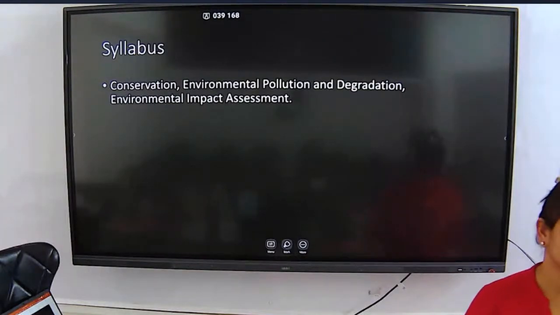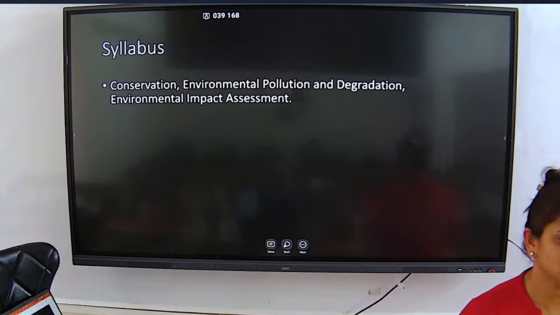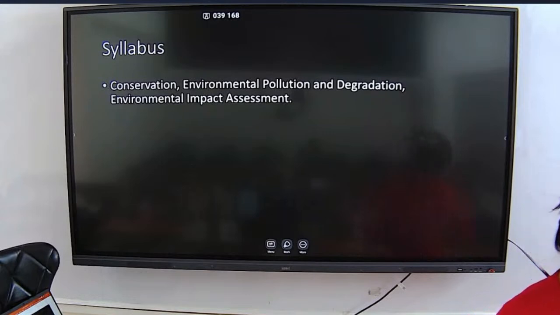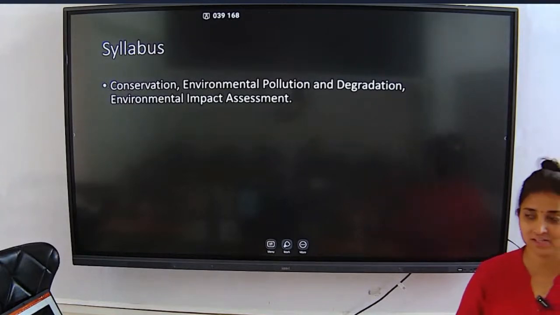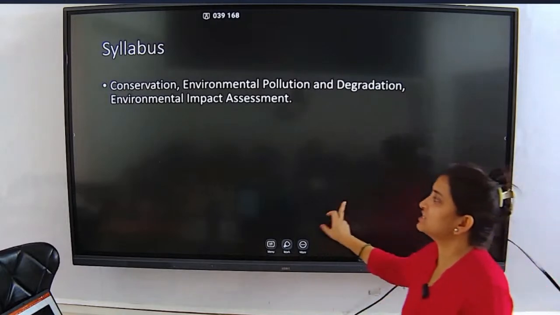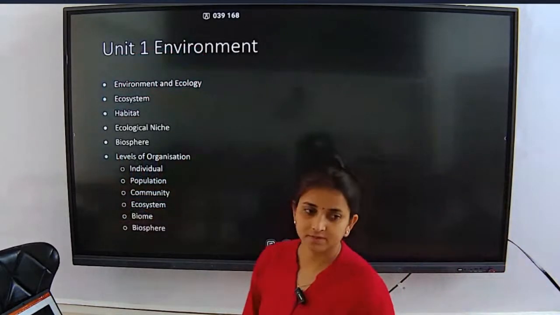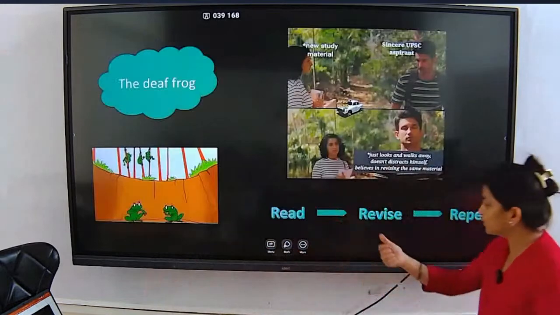This looks small only. This is not small, it's very huge. Environment is actually very big, and because things are changing very fast, it becomes bigger. Acha, I think I've told this in the IR class also.